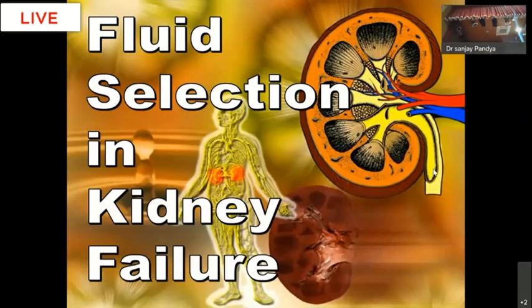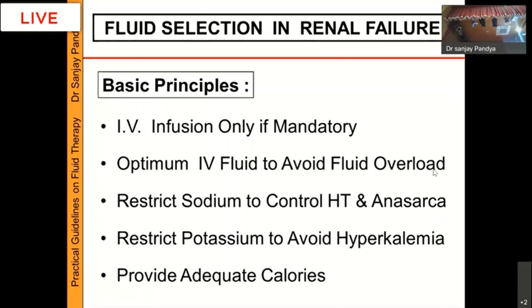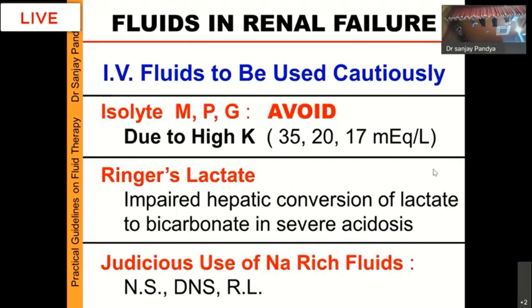Now, as a nephrologist, one or two slides on fluid therapy in renal failure. Fluid therapy is what? Don't give, don't give, don't give. IV fluid only if mandatory. Optimum IV fluid to avoid overload. Restrict sodium, restrict potassium. Provide adequate calories. Avoid isolytes because they are rich in potassium.